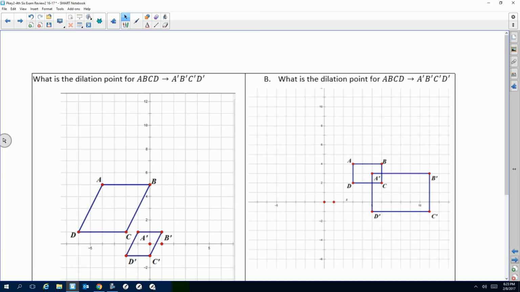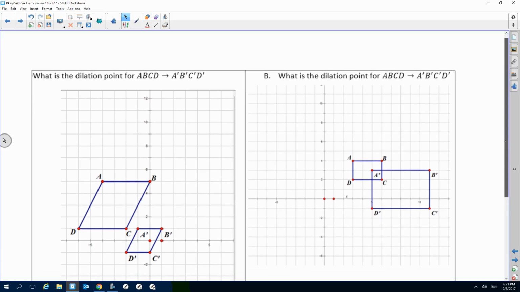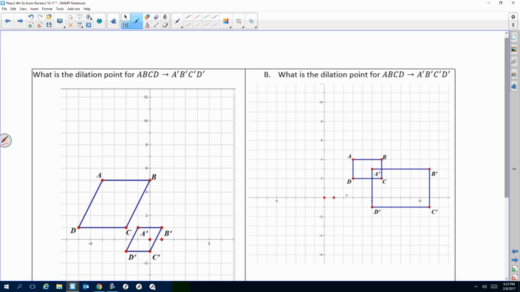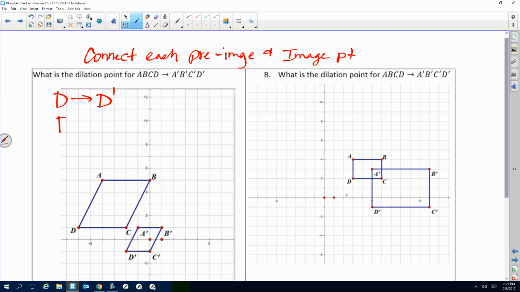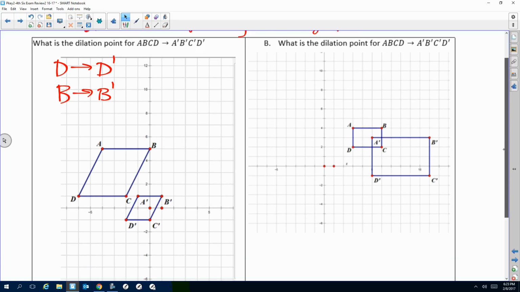All right, now, what is the dilation point? Little side note. Remember to connect each pre-image and image point. Meaning, for example, over here, I want to connect my D to my D prime. I want to connect my B to my B prime. So you need to use a straight edge. You need to use a ruler, a protractor, and you need to extend your lines for this to work.